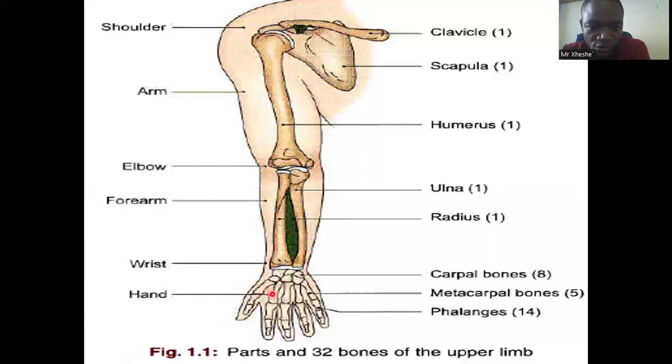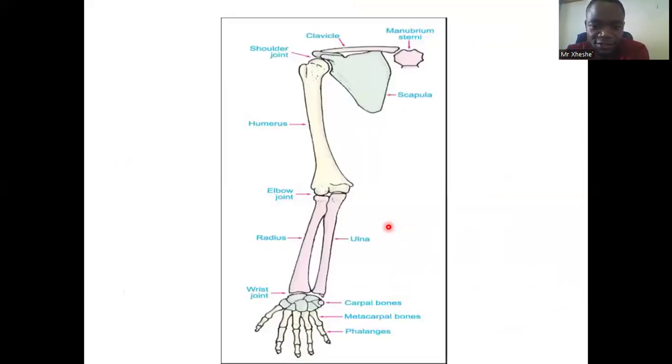So these are 5. 1, 2, 3, 4, 5. Then here you count now. For the thumb, there are 2. 1, 2, making the phalanges. The rest is 3. 1, 2, 3. So if you add 3 multiplied by 4, that comes to 12. Add the thumb's 2, that's 14. Then 14 phalanges plus 5 metacarpals, that gives us 19. Then you add the carpals. So all of these values must be there at your fingertips in an event that you're asked in an exam.